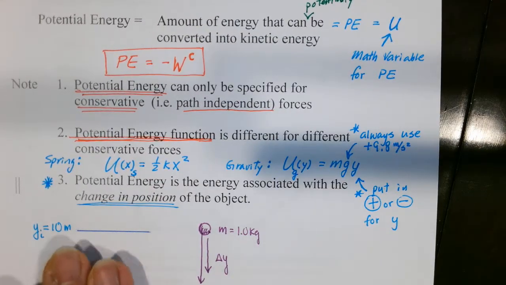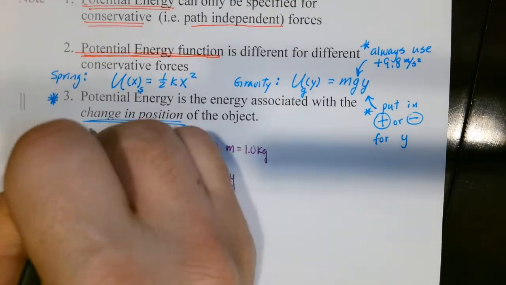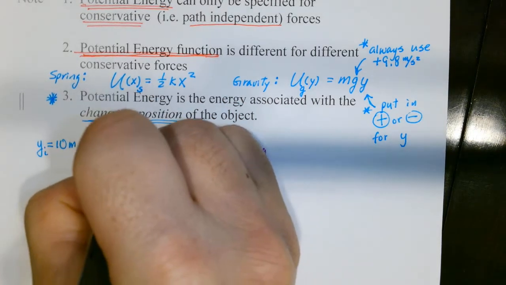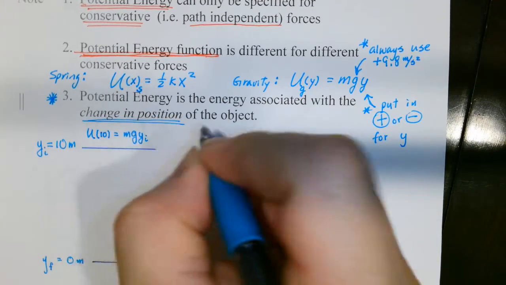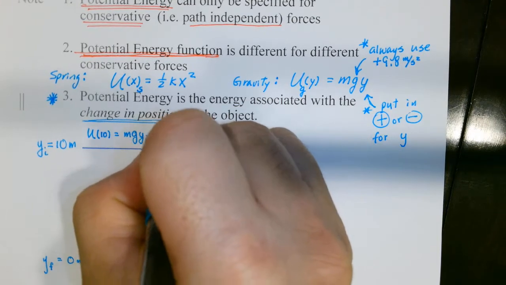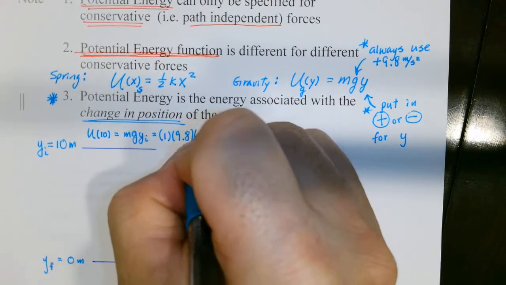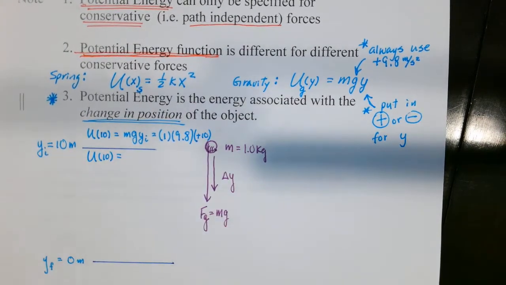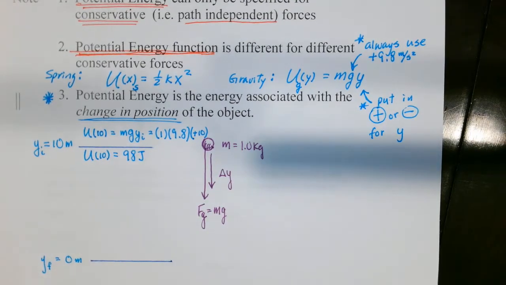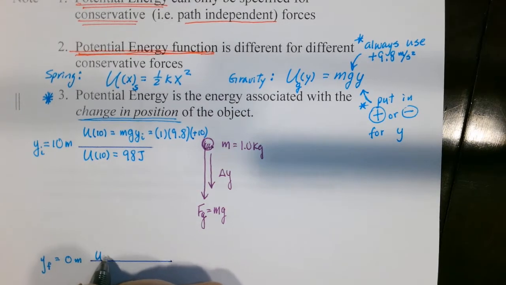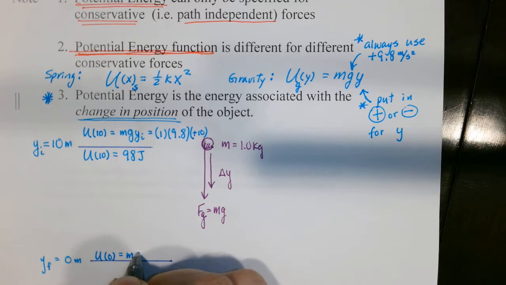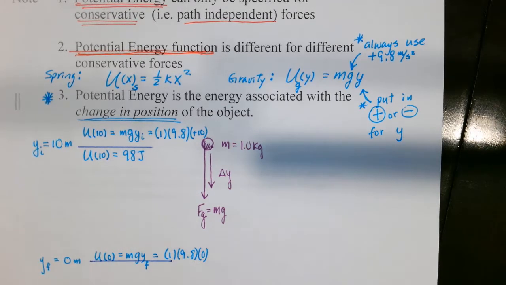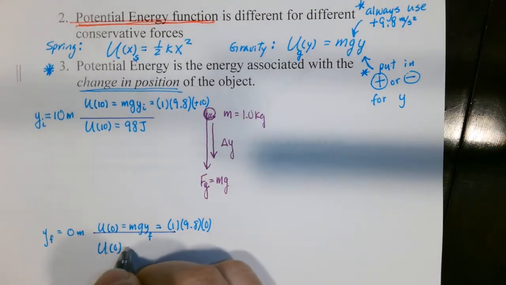If I were to find my potential energy at the initial position right here, my U at 10 is equal to mg y initial, and that is simply 1 times 9.8 times positive 10. So if you work it out, my U at position 10 meters above the ground happens to be 98 joules. Here, my potential energy at 0 position is equal to mg y final, and that is 1 times 9.8 times 0, and I get my potential energy at 0 position to be 0 joules.